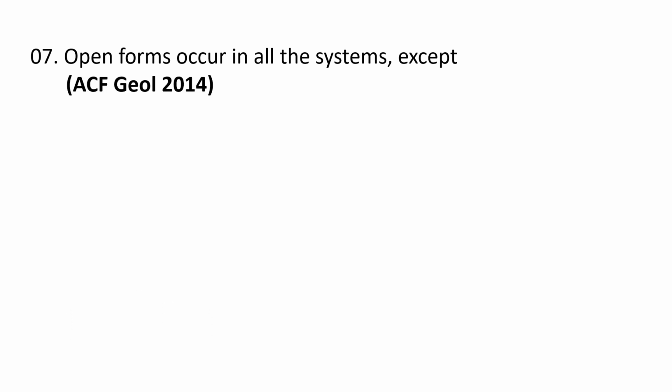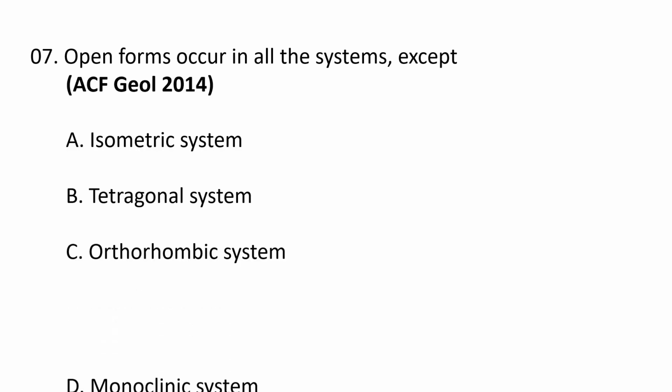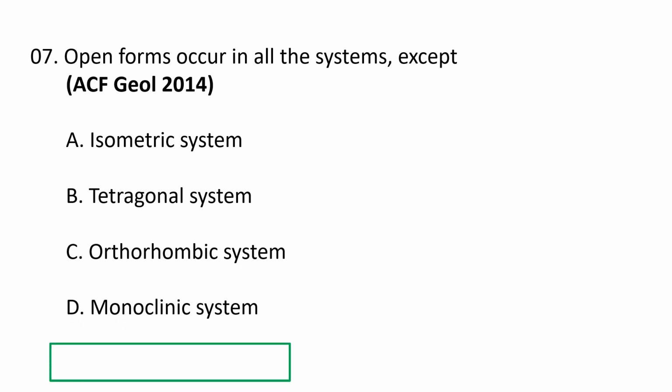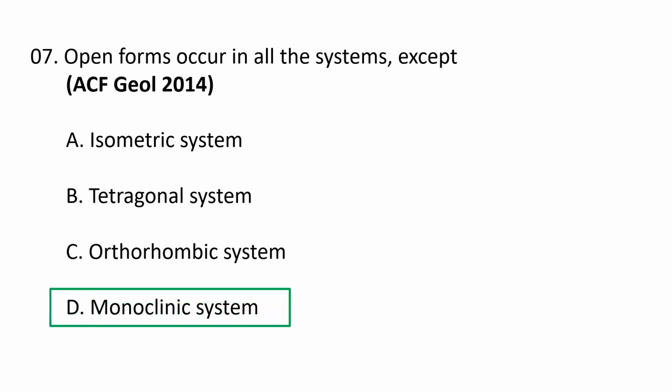Next question. Open forms occur in all the systems except A. Isometric system, B. Tetragonal system, C. Orthorhombic system and D. Monoclinic system. So the correct answer is D. Monoclinic system.